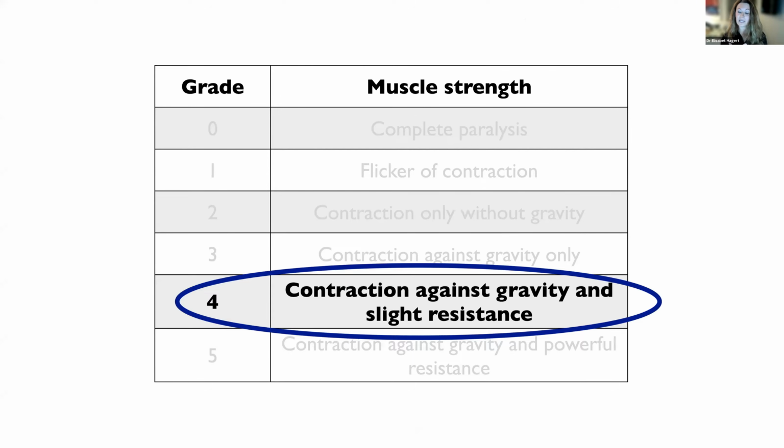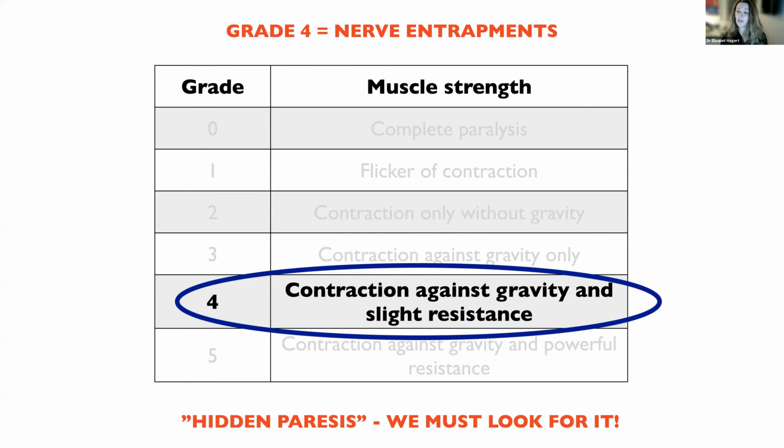Well, it is defined as contraction against gravity and slight resistance. Well, this is what you find when you have a nerve compression. This is what we like to call the hidden paresis. It is hidden because when your patient comes through the door, it's not going to be entirely evident. You are going to have to go and look for it.